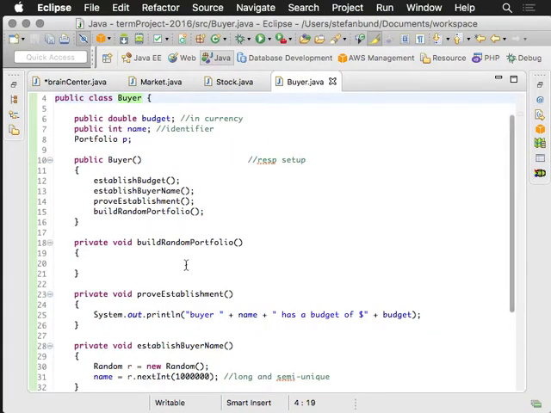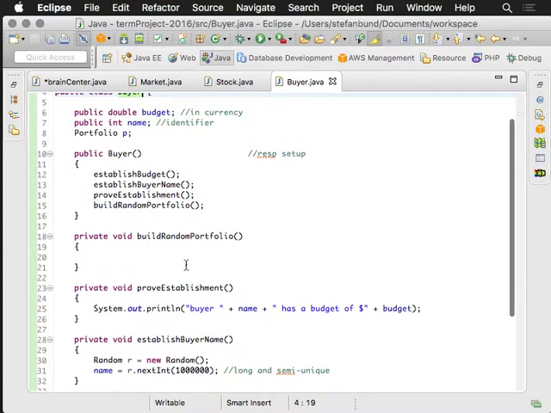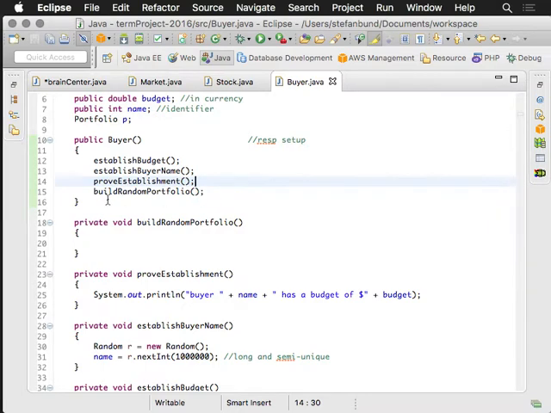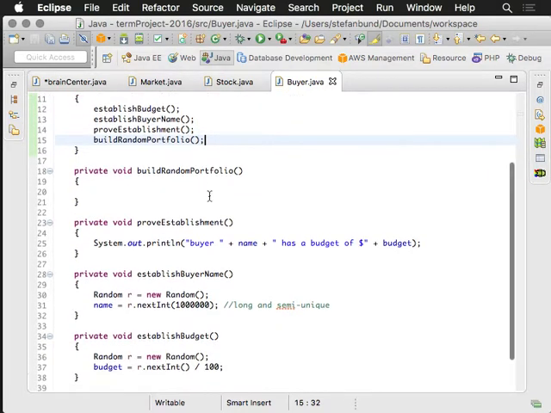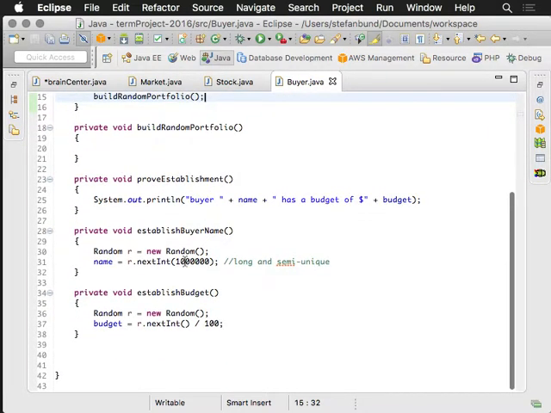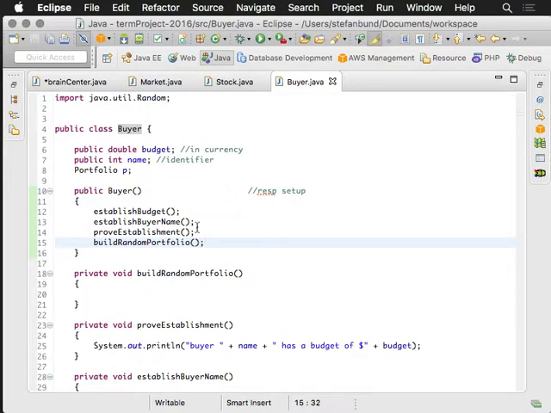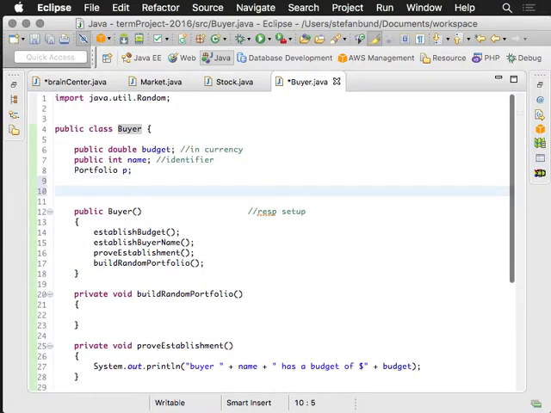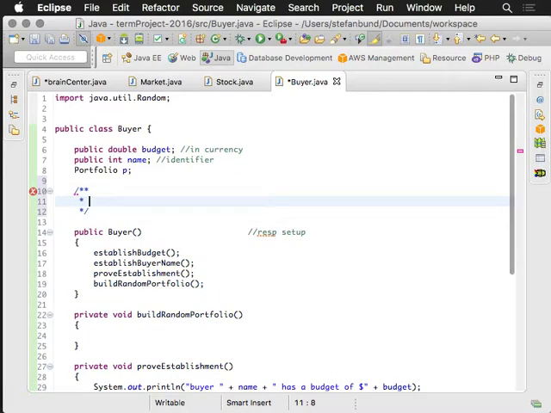And some of the key things that we needed to make for the buyer is you need to establish the budget, the buyer name. We need to prove that the buyer exists, and then we need to build a random portfolio. So here a lot of this is not really done yet, so I figured we could work with these three methods today, because really we need a couple of crucial details. And let's just detail these here.